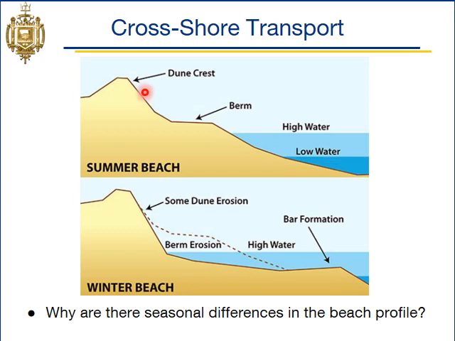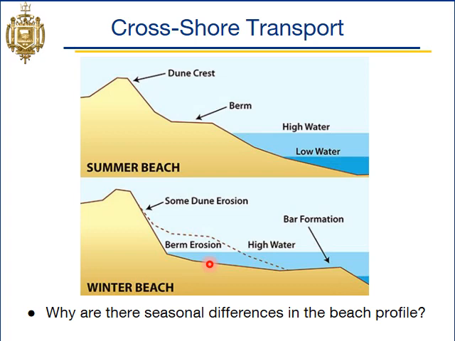So in the summer, we've got lots of sand here in the berm between the dune and the high water mark. In the winter, this whole berm is now gone, right? So it's basically the dune, and we go right down into the high water mark. So this is a pretty typical seasonal beach profile. And the question is, why are there differences in the beach profiles?